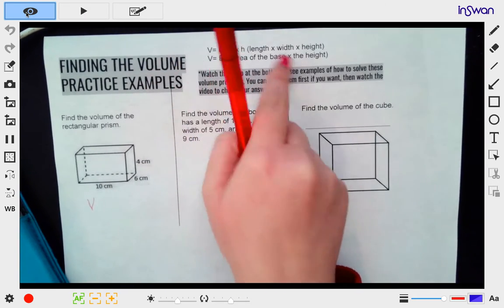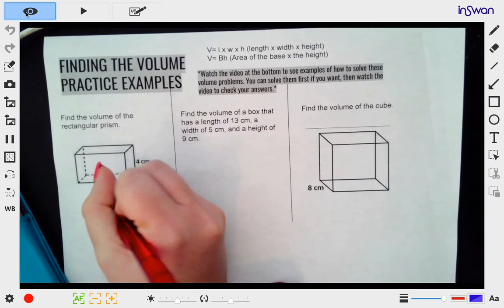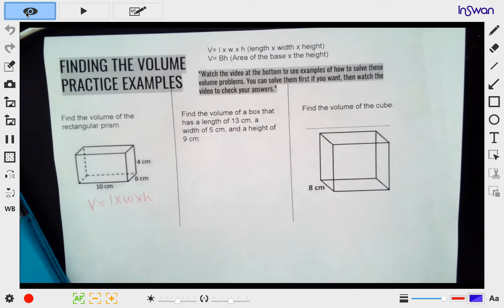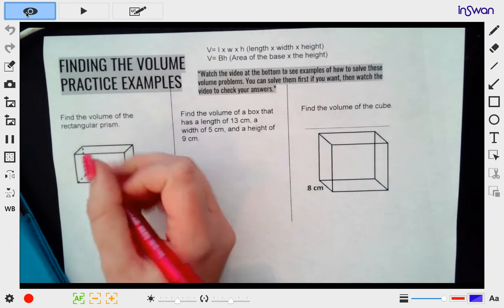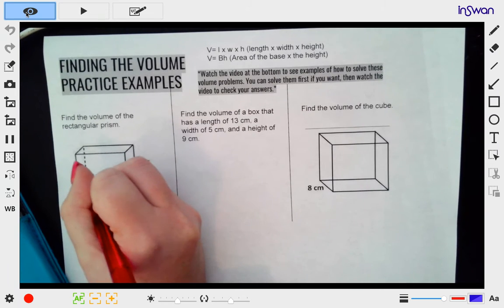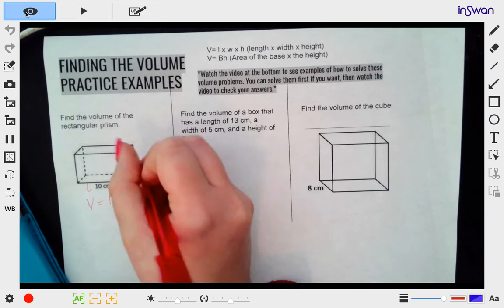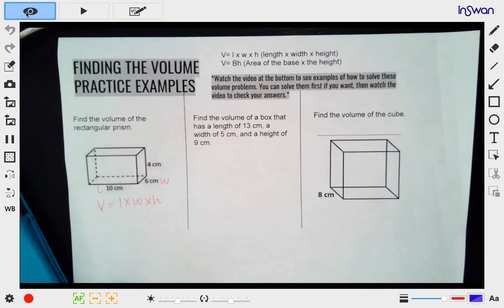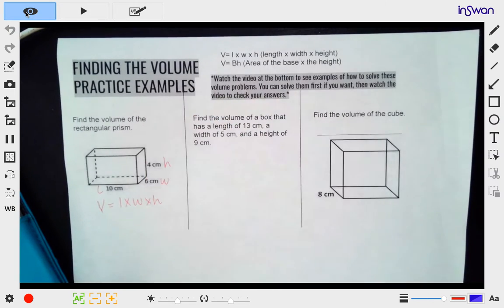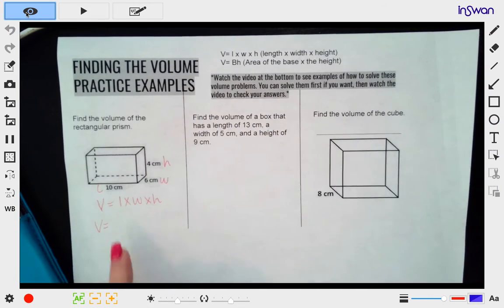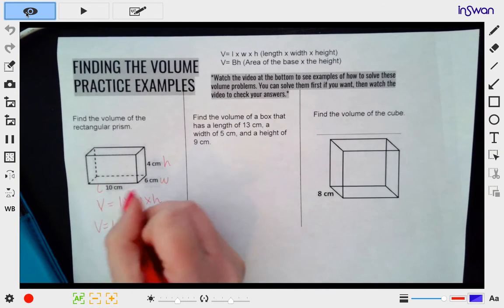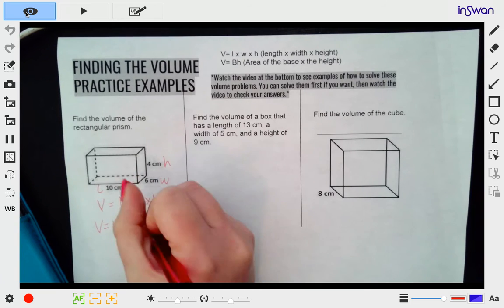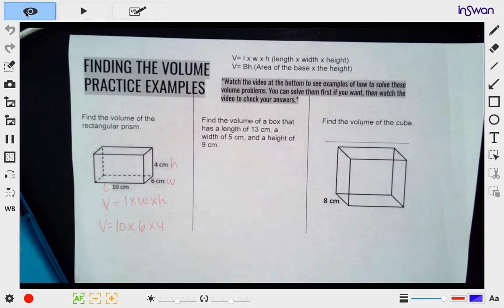Length times width times height. And I usually use the length as this number right here. So this would be length. The width is this number right here. And the height is this number here. So to find the volume, I need to do length, which is 10, times the width, which is 6, times the height, which is 4. And I'm going to multiply those numbers to find the volume.